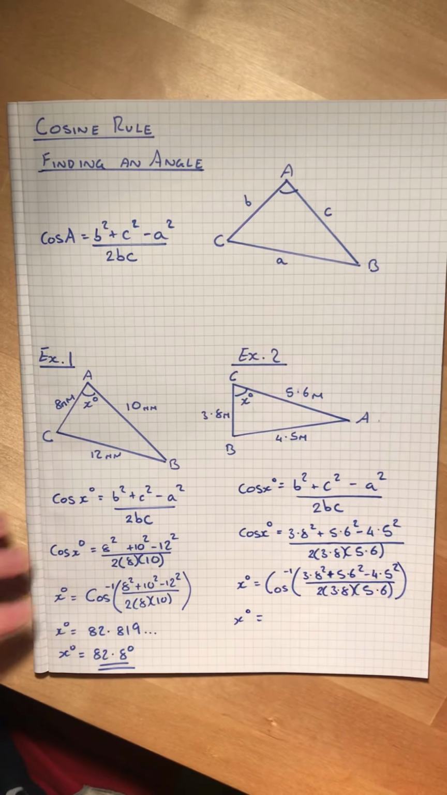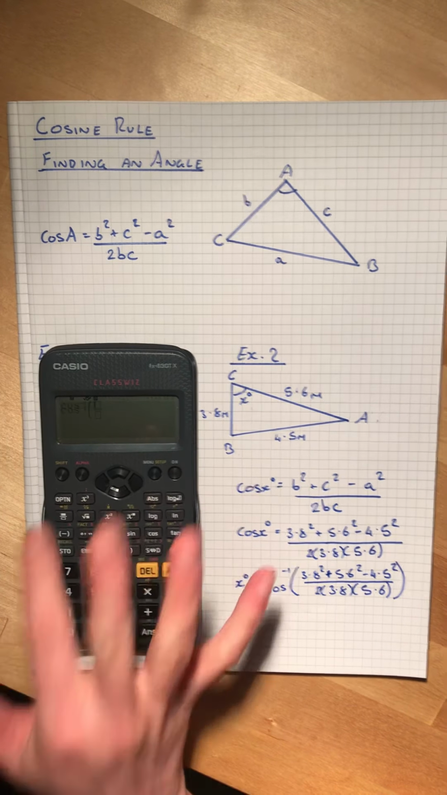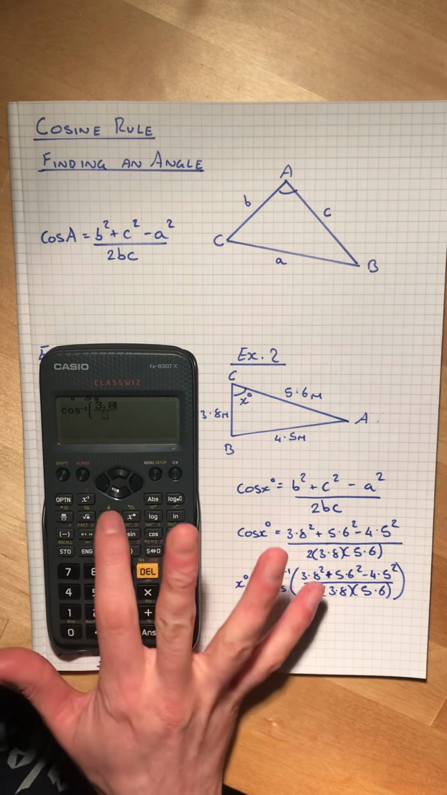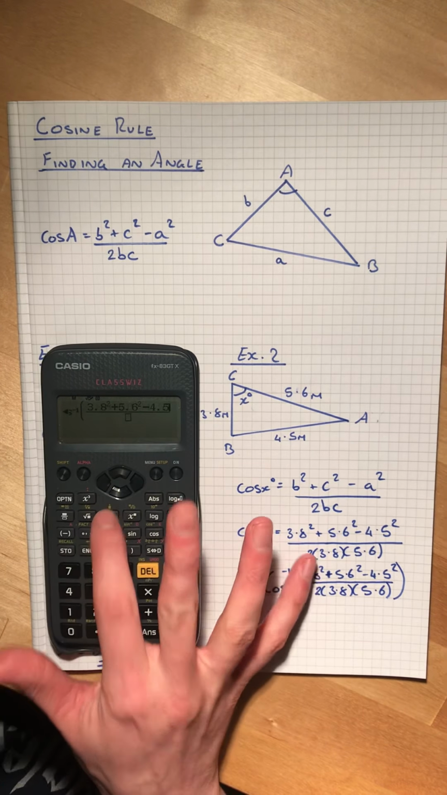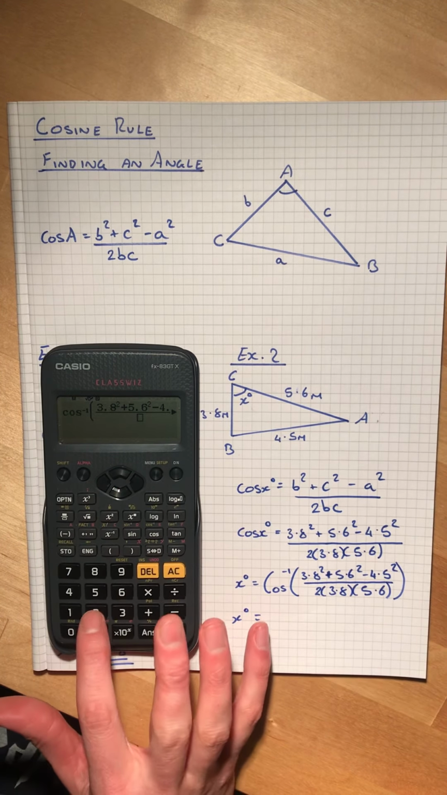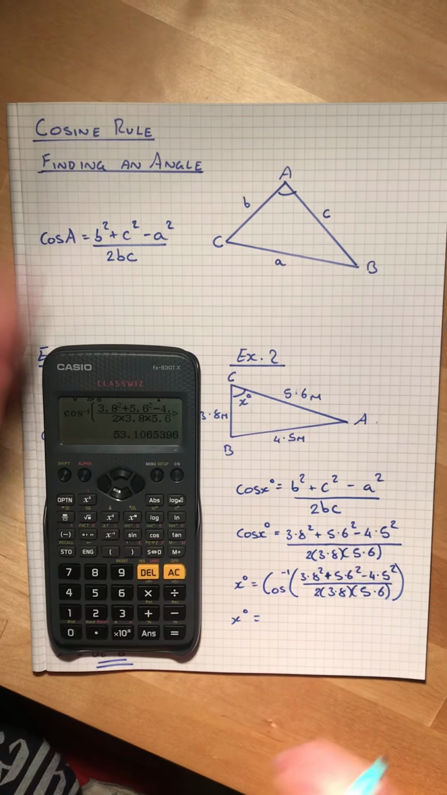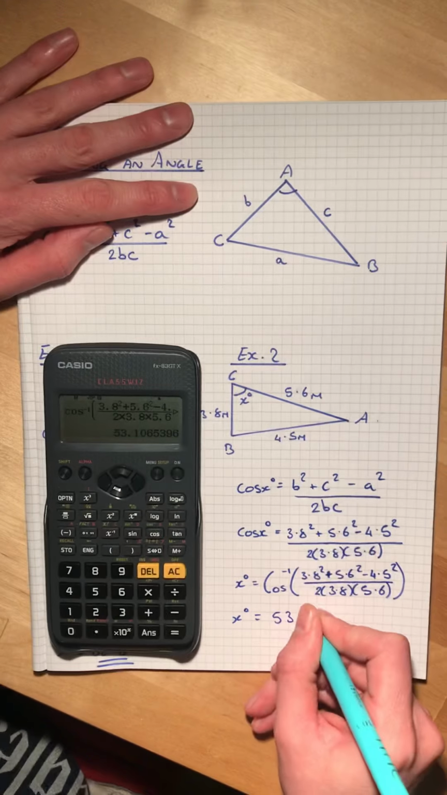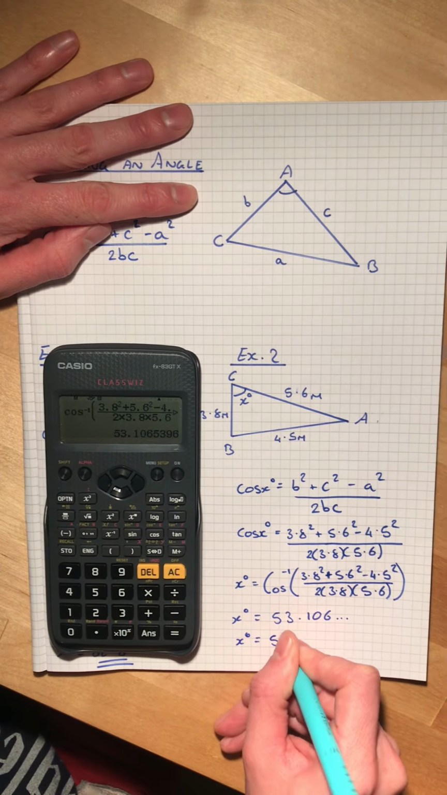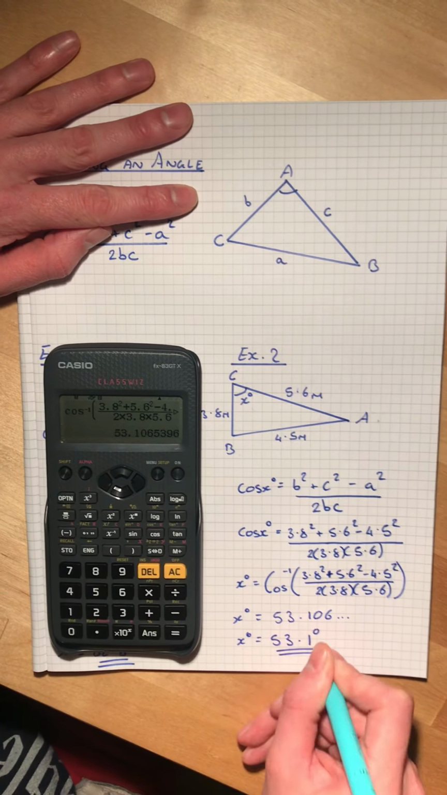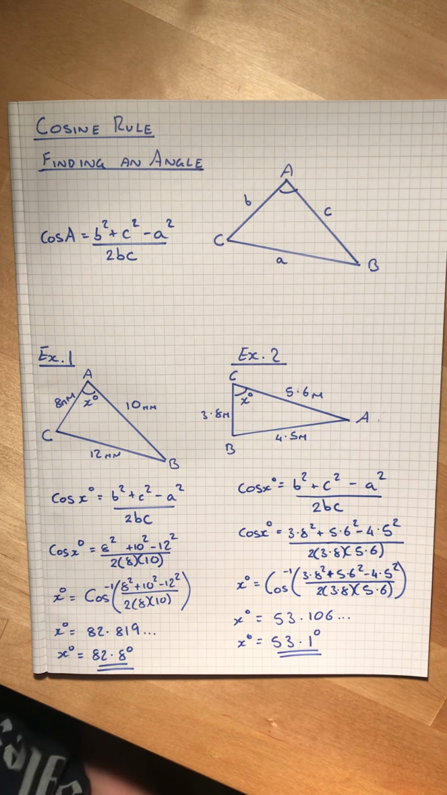So let's get our calculator out. Shift cos 3.8 squared plus 5.6 squared minus 4.5 squared, all divided by 2 times 3.8 times 5.6. And that comes out to be 53.106, which to one decimal place is 53.1 degrees. That's the cosine rule to find an angle.